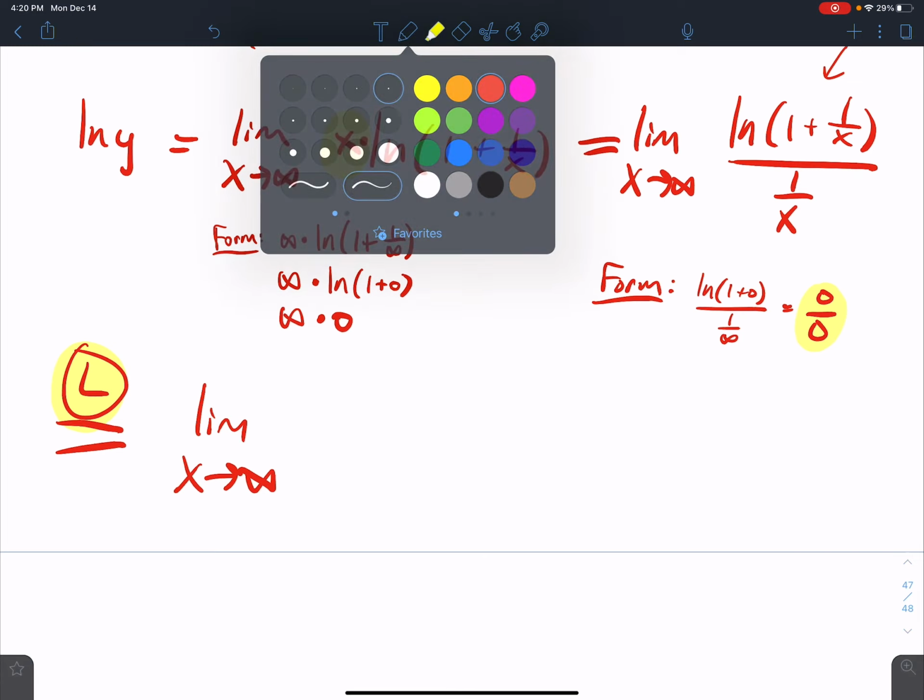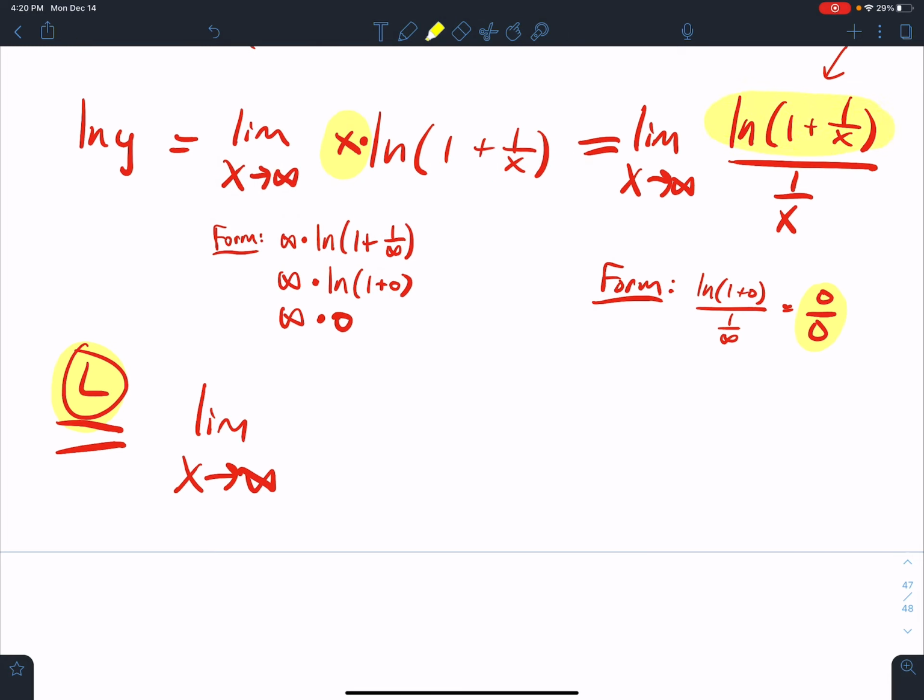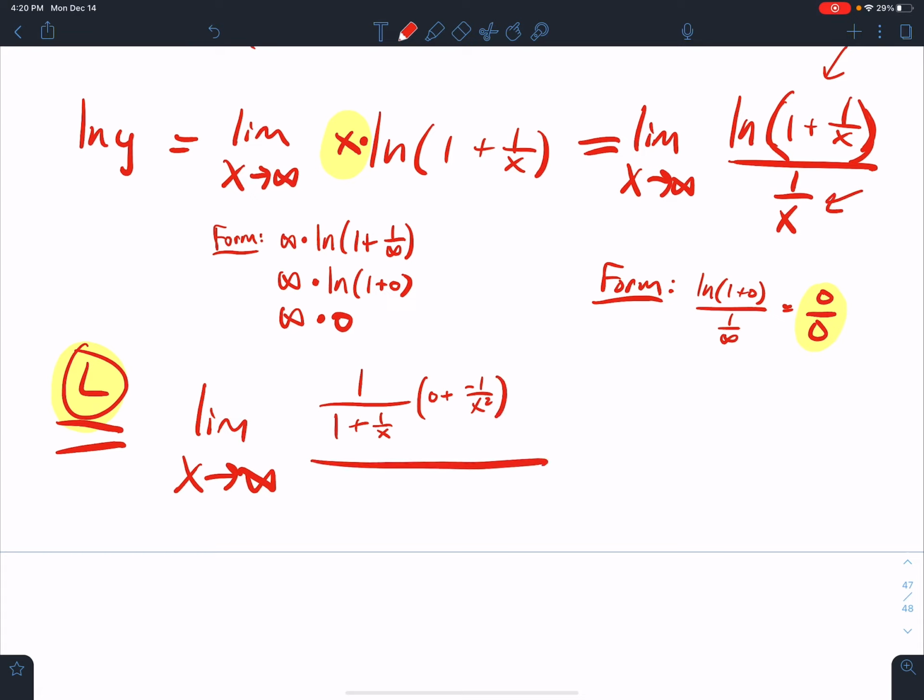All right, need to take the derivative of this nasty thing right here. Oh my gosh. So remember, with a natural log, I just write whatever's in the argument in the denominator. Okay, and then I take the derivative of the denominator. That's derivative of 1 is 0. Derivative of 1 over x is negative 1 over x squared. Okay. And then divide by 1 over x derivative, which is negative 1 over x squared. Okay. Hey, this is going to work out nicely.